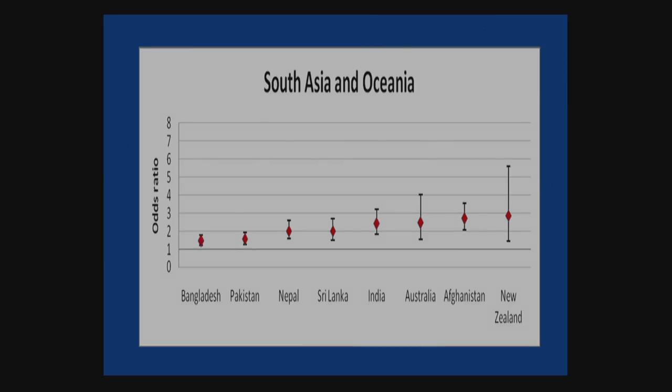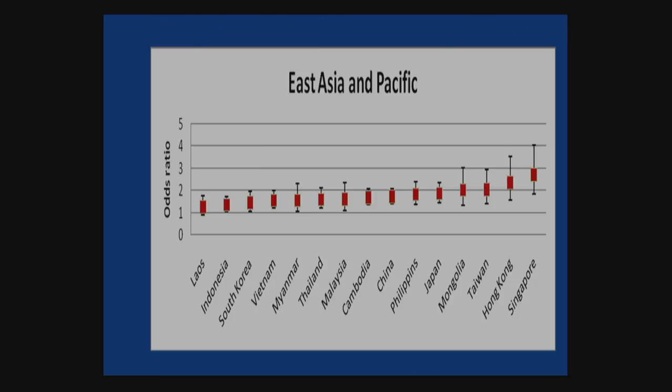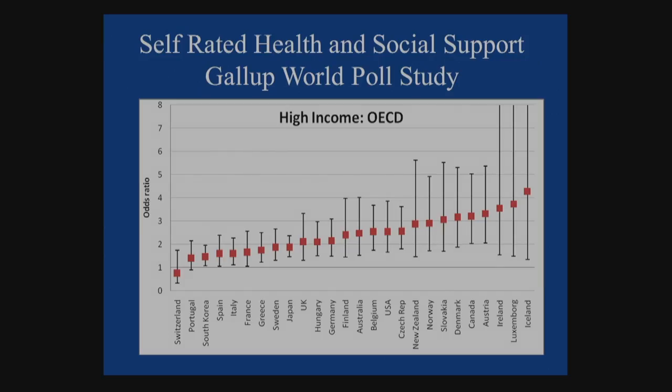You see the same kind of things in South Asia and Oceania. If you look at the risks in Bangladesh, Pakistan, Nepal, Sri Lanka, India, Australia, Afghanistan, New Zealand, you see these same kinds of patterns. And you see them in East Asia and the Pacific, again, going all the way up to about 3. And these are, of course, the relationships where research has been concentrated, looking at high-income countries in the OECD.